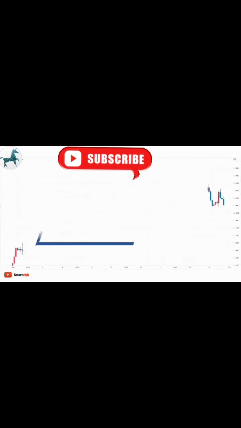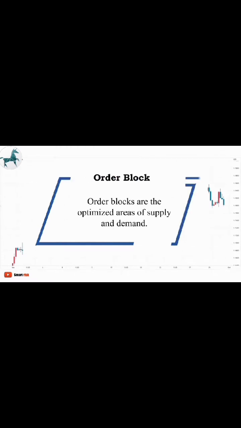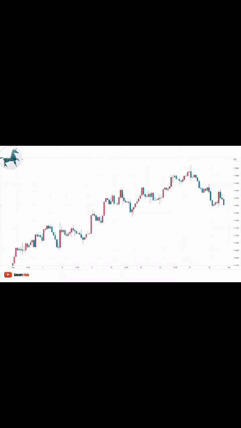So what is an order block? Order blocks are the optimized areas of supply and demand. Order blocks form when central banks or large financial institutions accumulate large quantities of a particular asset through big orders, resulting in a massive price move. In other words, they form when there is an imbalance between the buyers and sellers in the market. And why are order blocks important? Because whenever the price reaches them, we can expect the price to show a significant reaction to them.